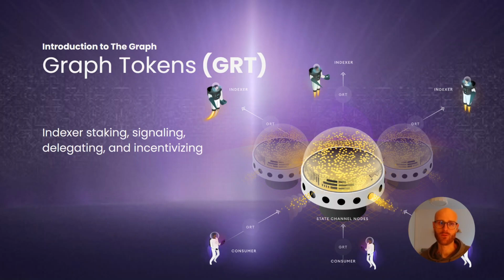Then let's talk about graph tokens, GRT tokens. GRT tokens are the native utility token of the graph network, and the token of the graph is called graph token, GRT. The token has been introduced by the graph to ensure that the network is working properly and that there are also incentives for all participants to act in the best interest of the network. And there are different functions that the graph tokens are powering, and these services are really essential, really important, so that the entire protocol can function properly.